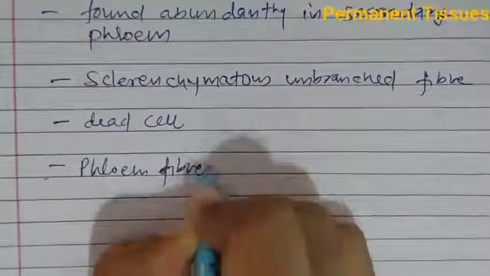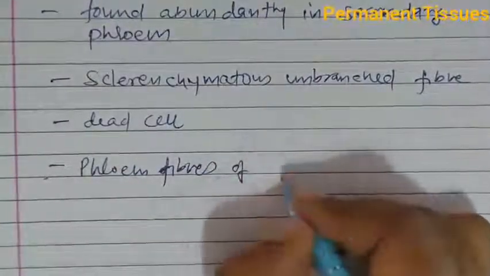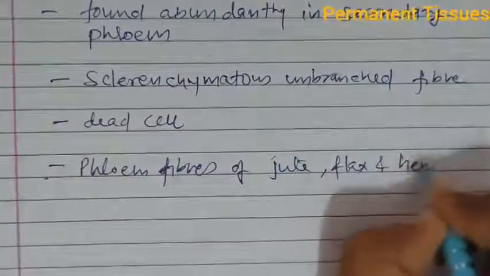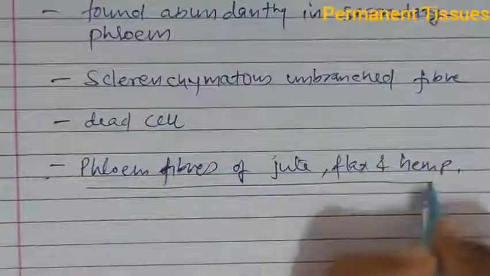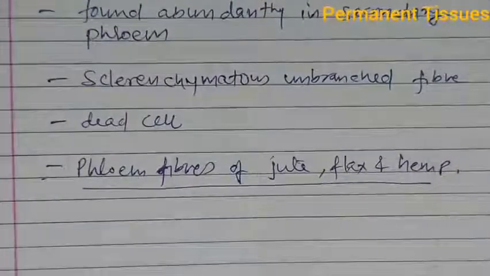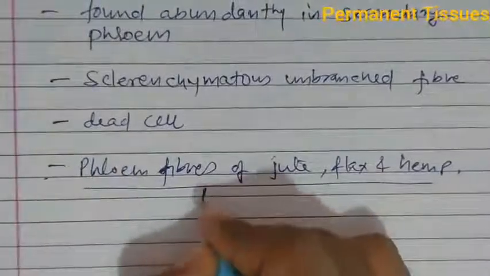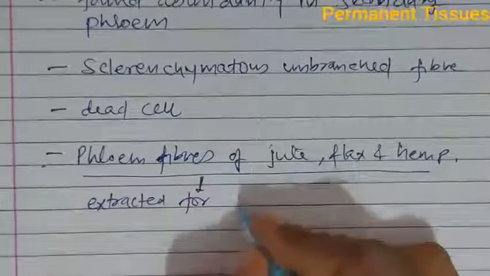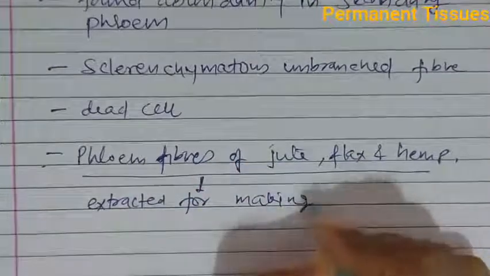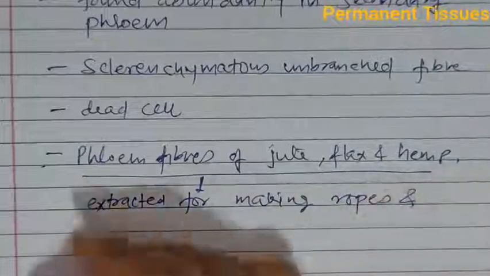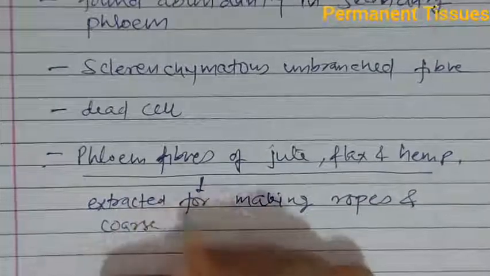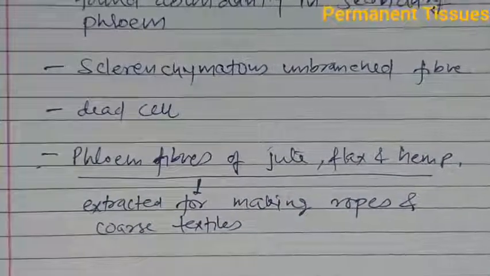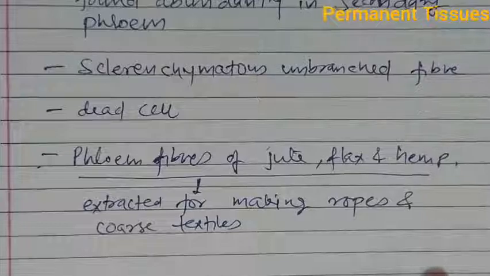Phloem fibers of jute, flax and hemp. So the fibers of jute, flax and hemp are nothing but phloem fibers, and they are extracted for making ropes and coarse textiles. So that is the dead cell, bast fibers.